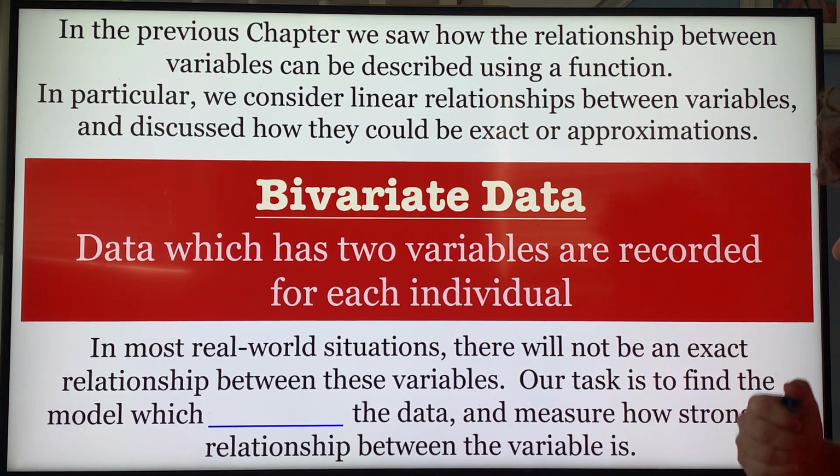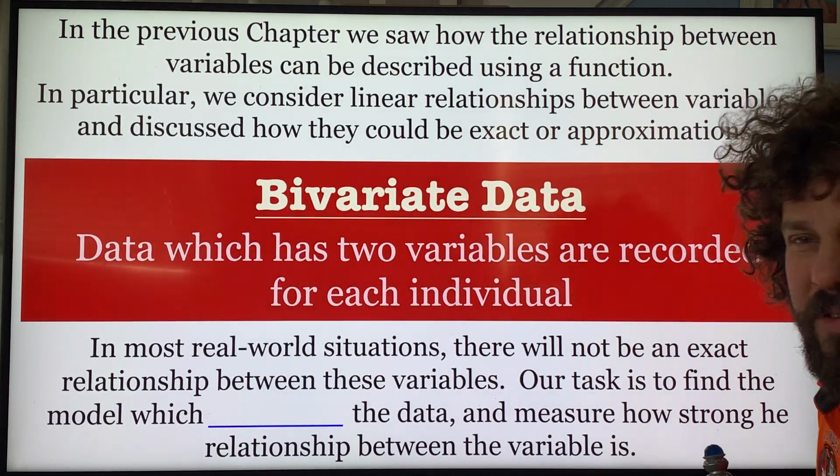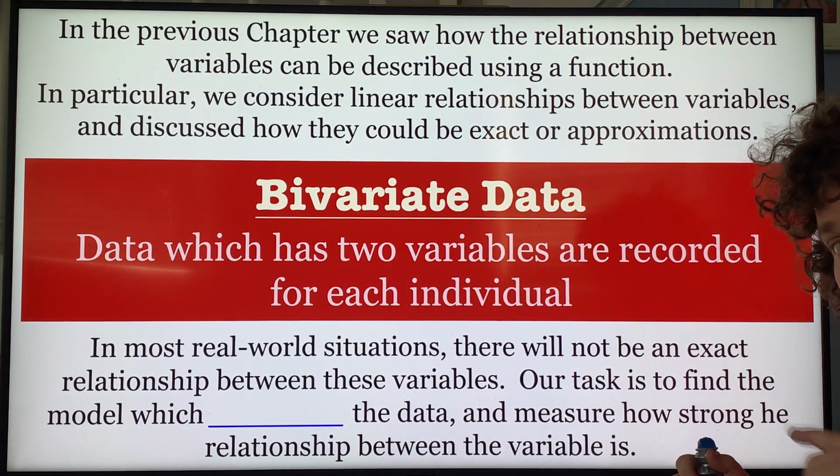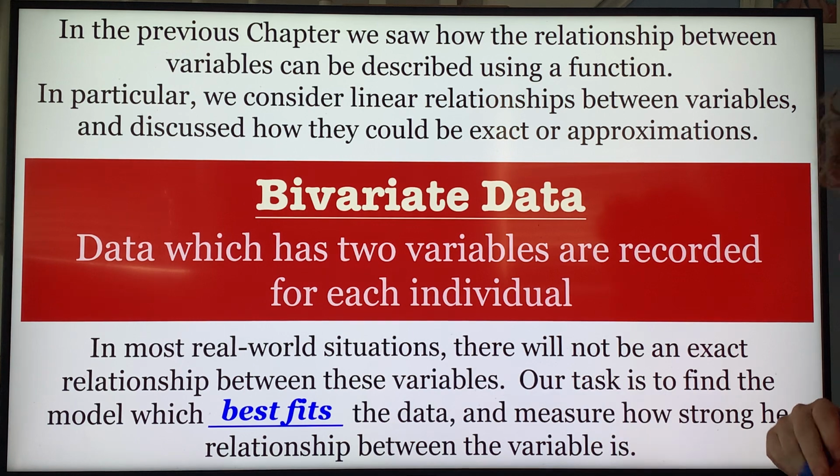In most real-world situations, there will not be an exact relationship between these variables, okay? Nothing in the real world is exact. Our task is to find the model which blanks the data. What do you think? What word? Which best fits the data. And then measure how strong the relationship between the actual variables is. Okay?